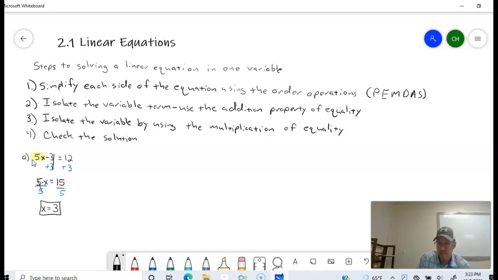So going back up to the top, I'm going to substitute and check the solution, my last step. I'm going to replace x with 3 and see if it works. 5 times 3 is 15, minus 3 equals 12. 15 minus 3 is 12. So that does work. That is our solution.